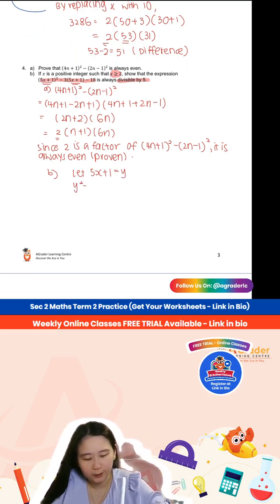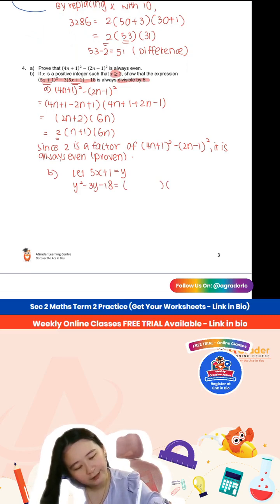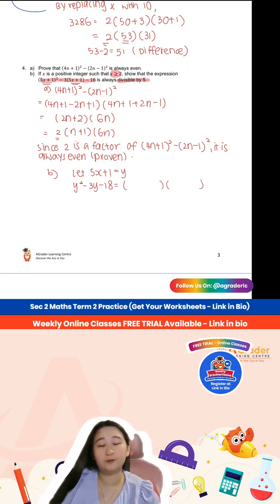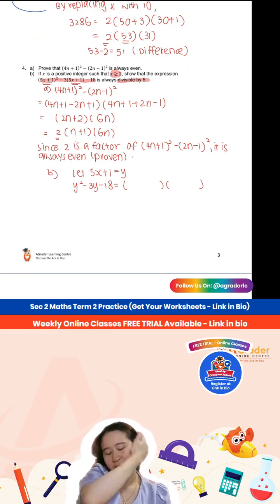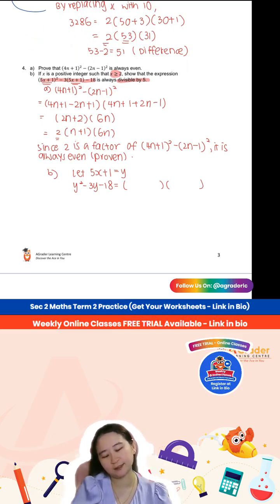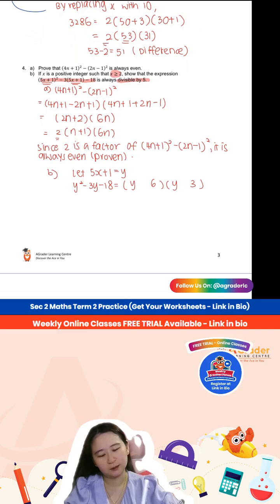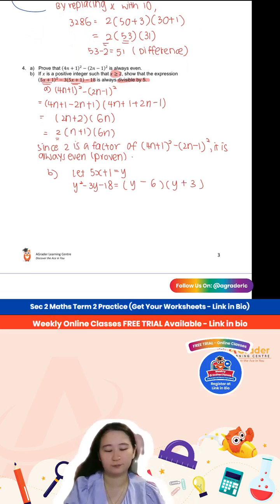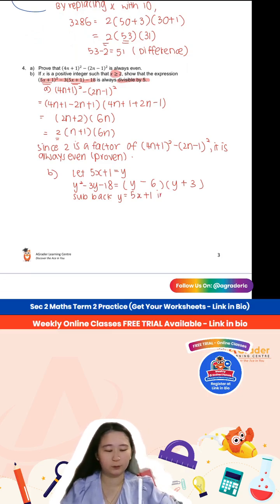So we have y squared minus 3y minus 18 equals, so this part we can factorize, because the previous expression that we have is quite difficult for us to factorize. Okay, so we use the substitution method first to factorize. So y squared comes from y times y. Same thing, then 18, the difference of 3 is 6 and 3. So minus plus. Then after that you sub back the y. Y equals 5x plus 1 into the equation.